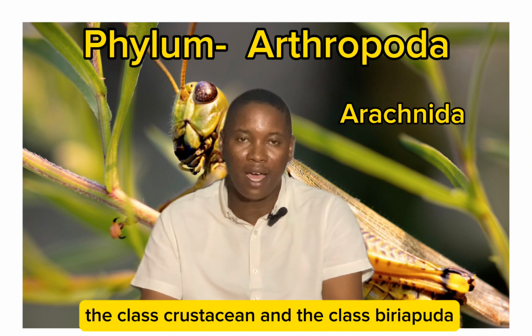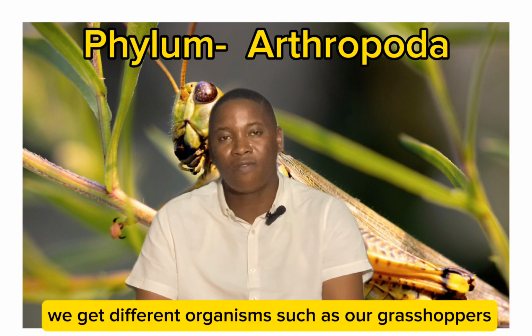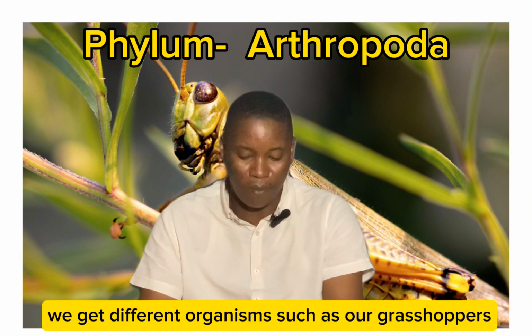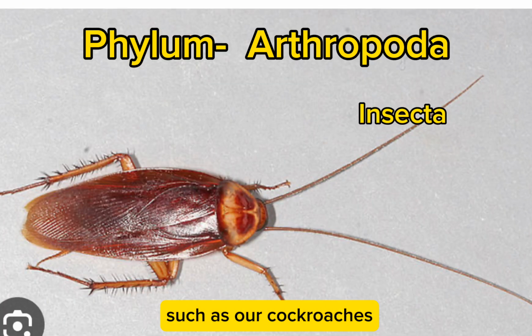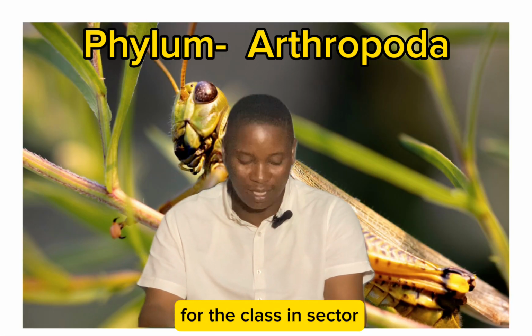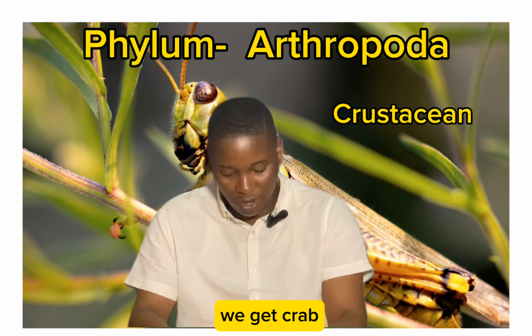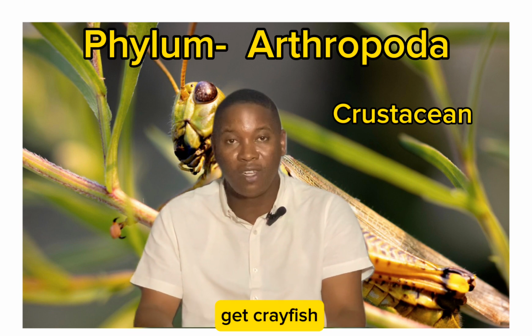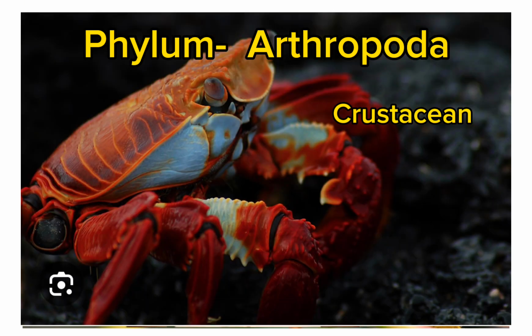class Myriapoda. Now, for the Insecta, we have different organisms such as grasshoppers, cockroaches, mosquitoes, and houseflies. All of them are in the class Insecta. For the class Crustacea, we have crab, crayfish, and lobster. These ones are in the class Crustacea.